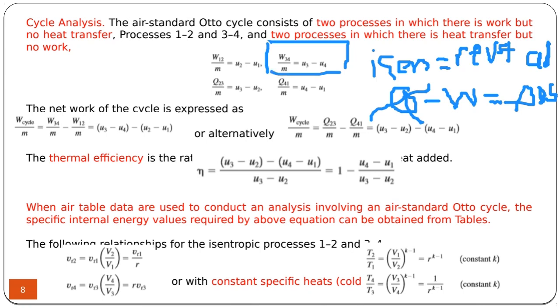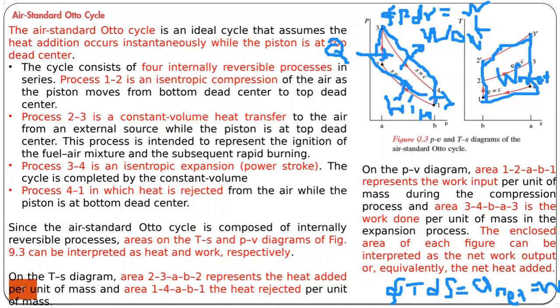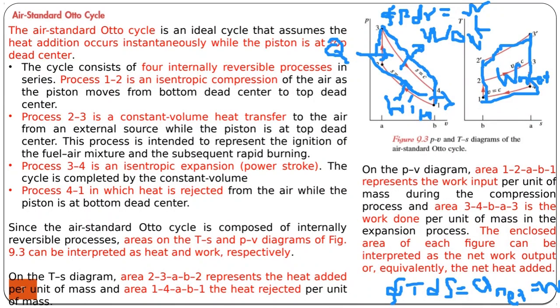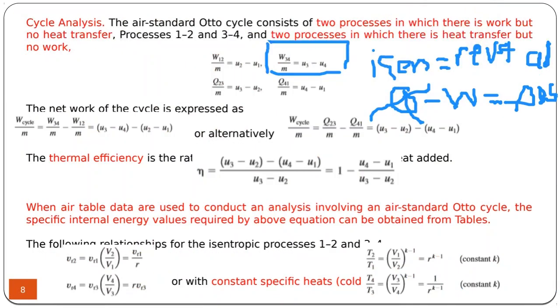The heat added in the cycle, so heat addition takes place here from 2 to 3. As you can see here, the volume is constant. When volume is constant, because of the integral, you can see that work is 0. So when work is 0 in the heat addition, then Q is equal to delta U. So we can say that the heat addition for an Otto cycle is again the difference of the internal energies.